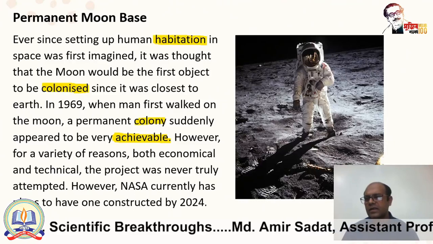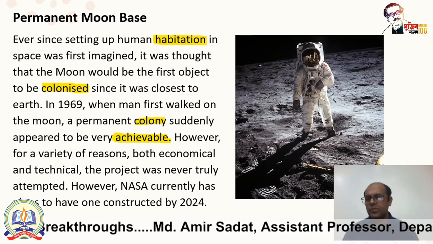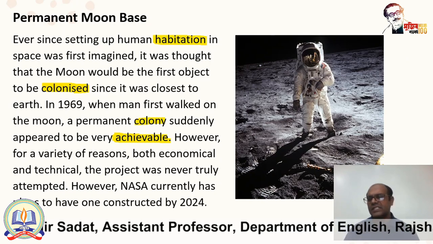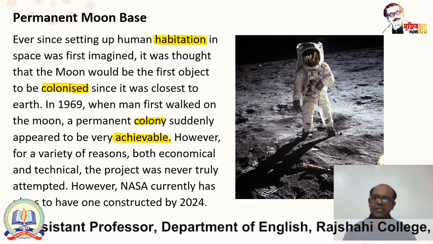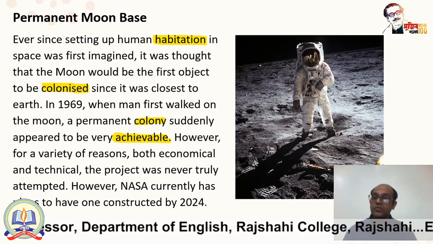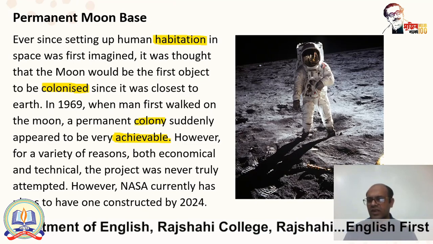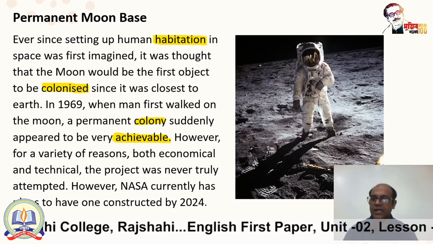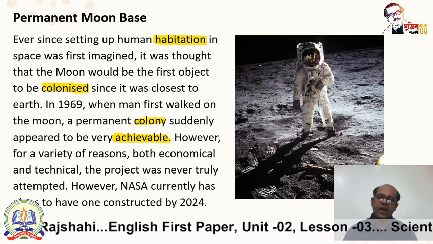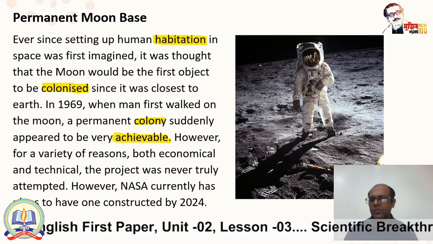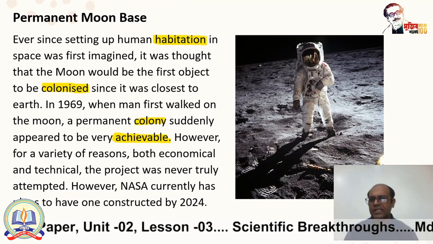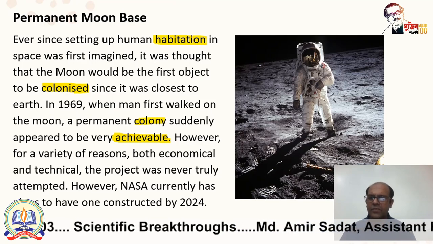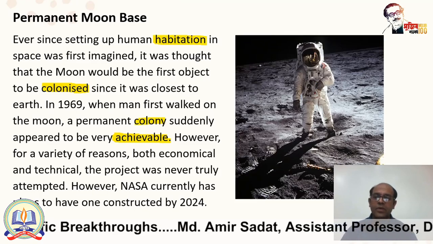Okay, there is another item, permanent moon base. Ever since setting up human habitation in space was first imagined, it was thought that the moon would be the first object to be colonized, since it was closest to Earth. Here is the word habitation. I have highlighted the word to explain it. Habitation means the act of living in a particular place.